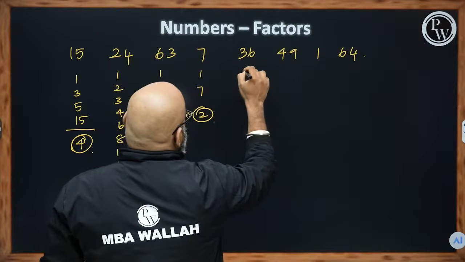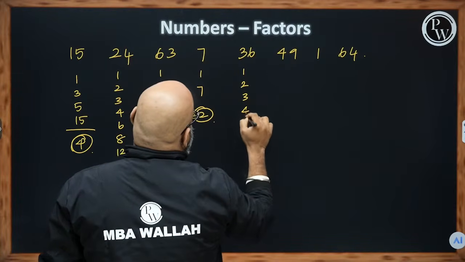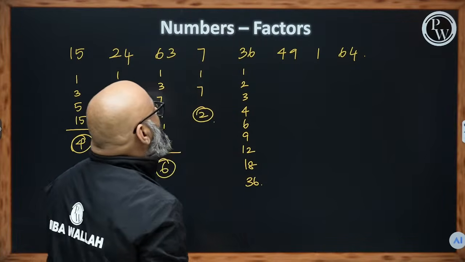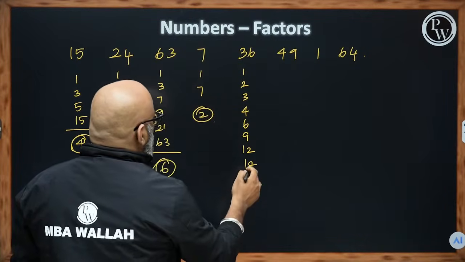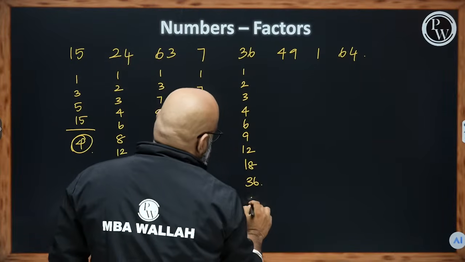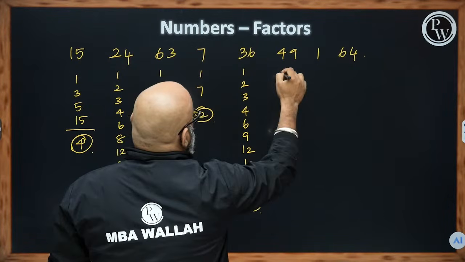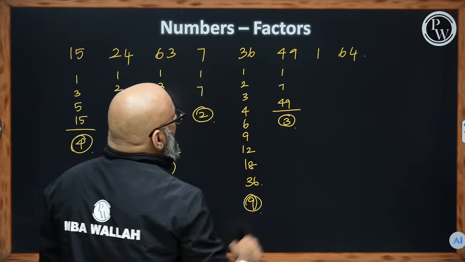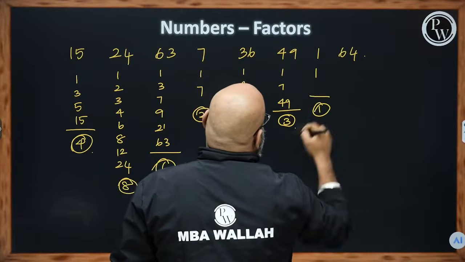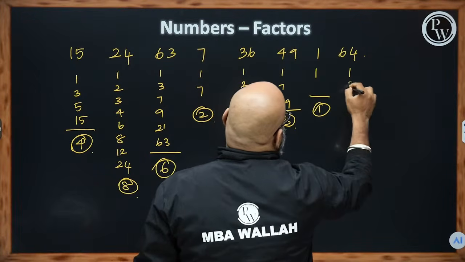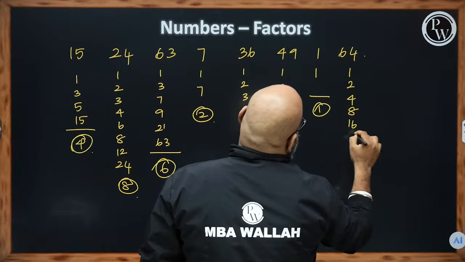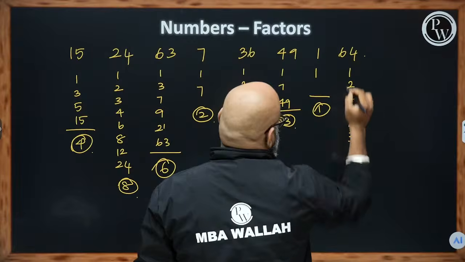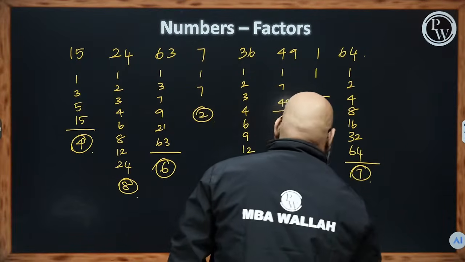Think about 36. 1, 2, 3, 4, 6, 9, 12, 18, 36. So that's 1, 2, 3, 4, 5, 6, 7, 8, 9 factors. 49 is 1, 7, 49. That's a total of 3. 1 has only one factor, which is 1. 64 has 1, 2, 4, 8, 16, 32, 64. That's 1, 2, 3, 4, 5, 6, 7. 7 factors. Right?